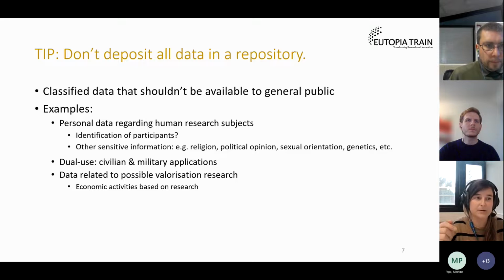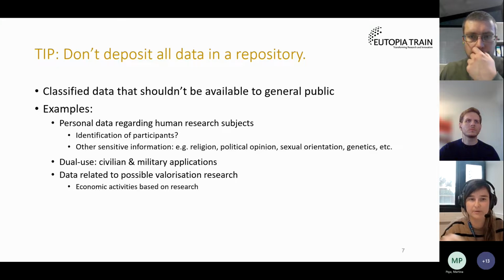Always contact your facilities in your institution, your DPO, your data stewards, and they will help you with information on what you should publish and what not.